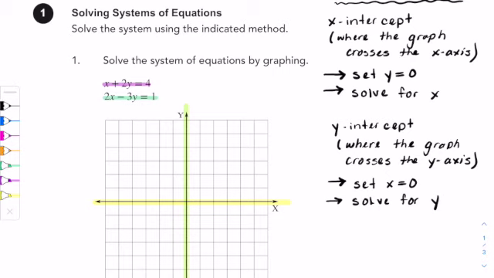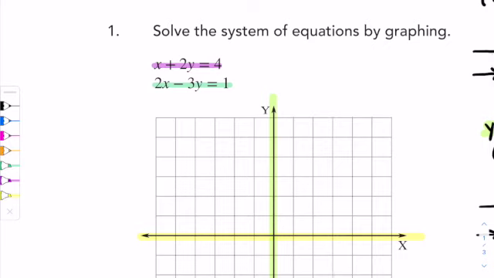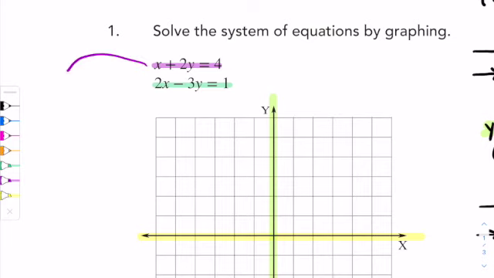Okay, so in this graph here, your x-intercept is where it crosses the x-axis. I have the x-axis highlighted in yellow. You are solving for x in order to find that. The y-intercept is where the graph crosses the y-axis, highlighted in green. You are setting x equal to 0, and you are solving for y. Using these directions, let's focus on the first equation. The first equation is x plus 2y is equal to 4. We're going to start by finding the x-intercept.